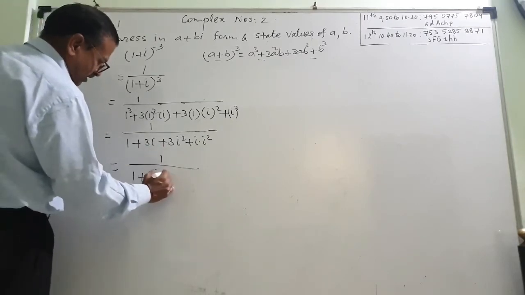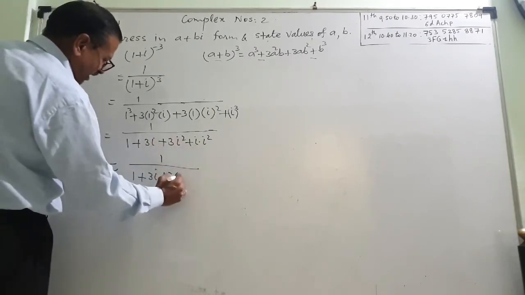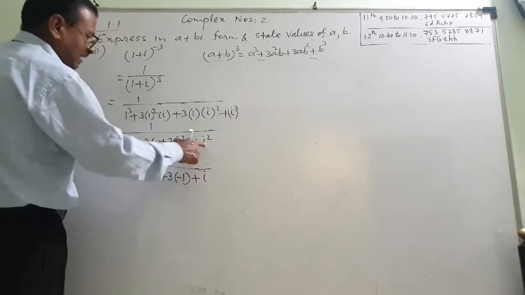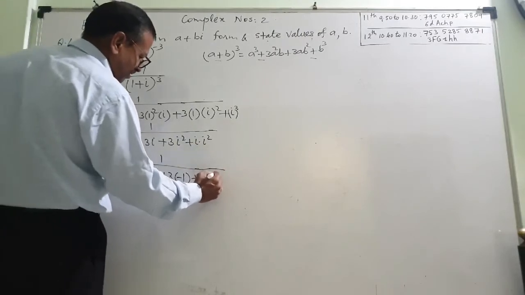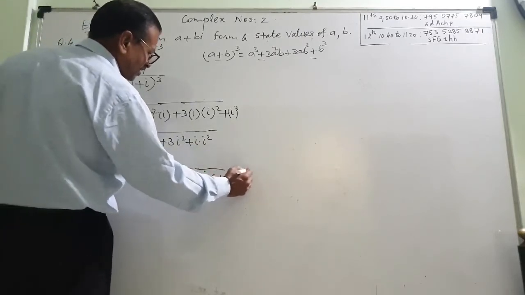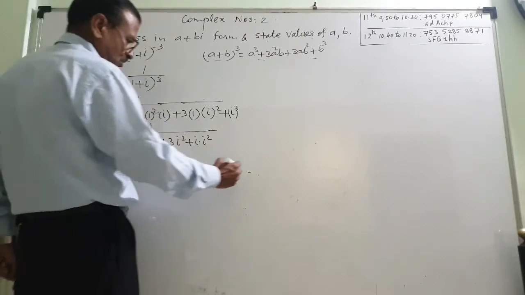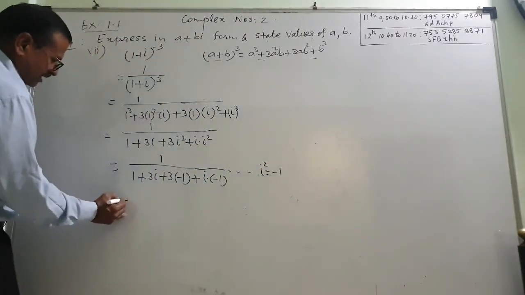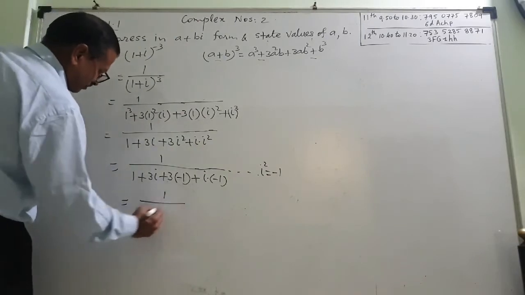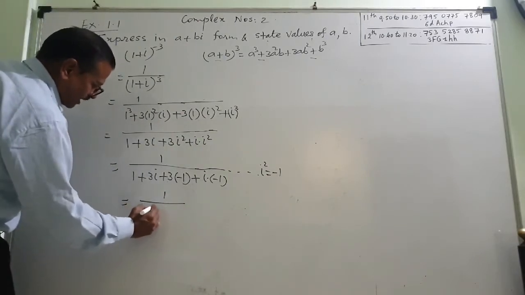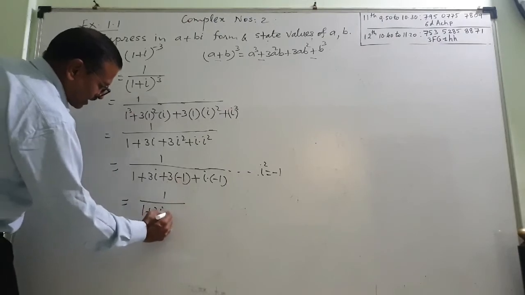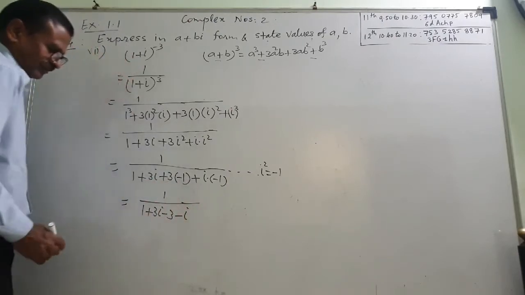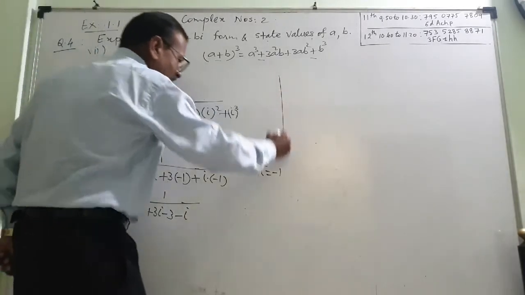This is plus 3 i square, which means minus 1, plus i. This i square means minus 1. That's why I have split it. So i square equal to minus 1. So that is equal to 1 plus 3i minus 3 minus i. Now it has become very simple.